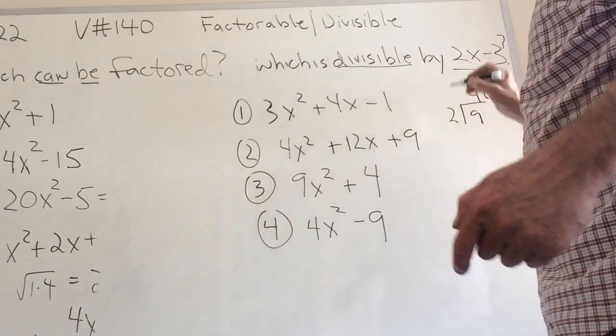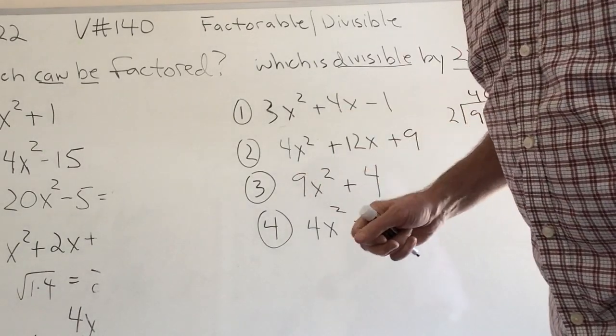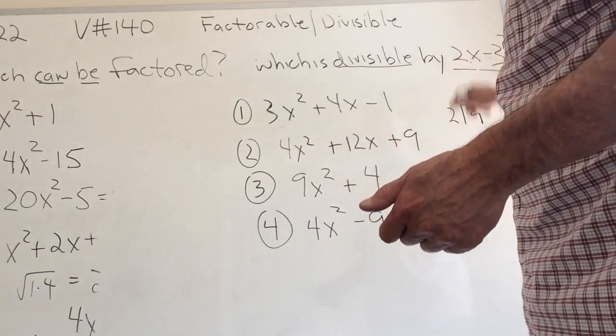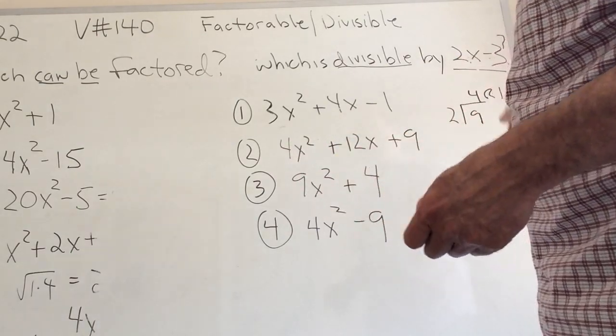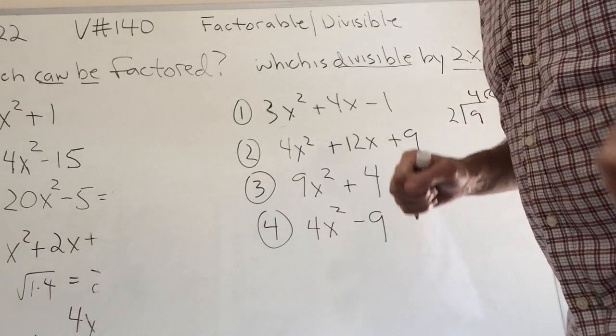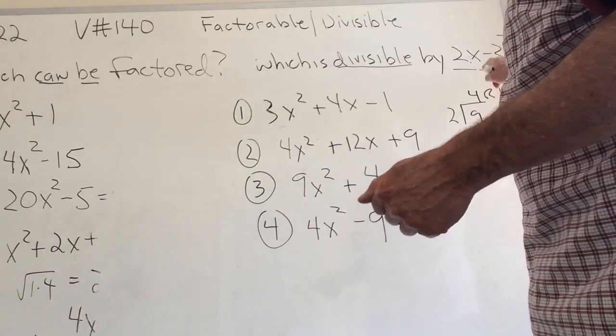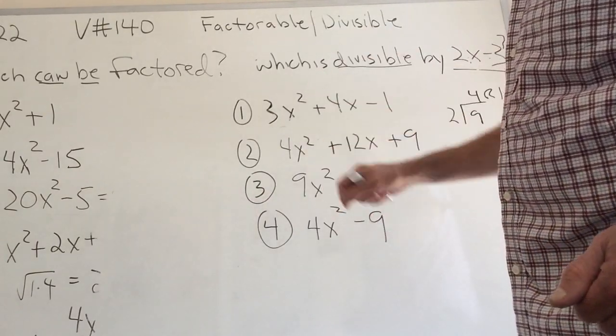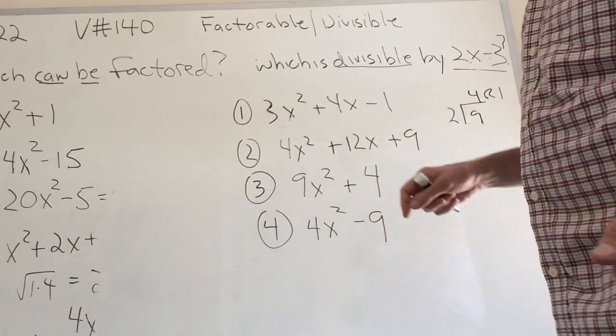So we say 9 is not divisible by 2. That's what they mean in this question, okay? There's no remainder by 2x minus 3. So you get the idea that you have to understand thoroughly what they're asking you to do. This divides into this, or this, or this, or this. 3 of them don't work, and 1 of them does.